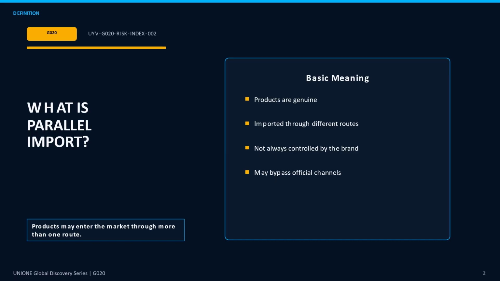Parallel import occurs when genuine products enter a market through a route other than the brand's official or authorized distribution channel. The product itself may be authentic. However, the brand owner or official distributor may not control the source, import process, pricing, or final sales channel. Therefore, product authenticity alone does not guarantee a clear and responsible distribution structure.